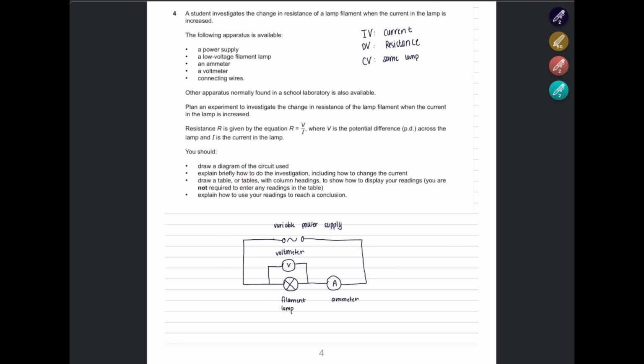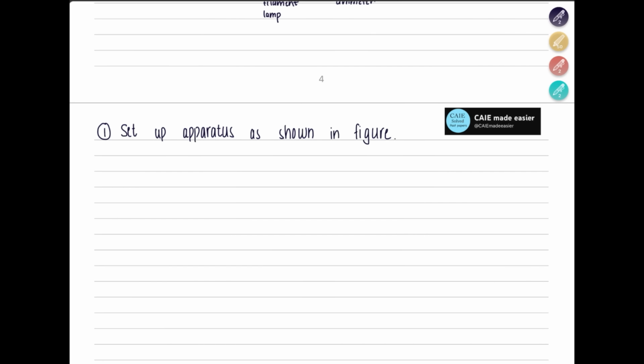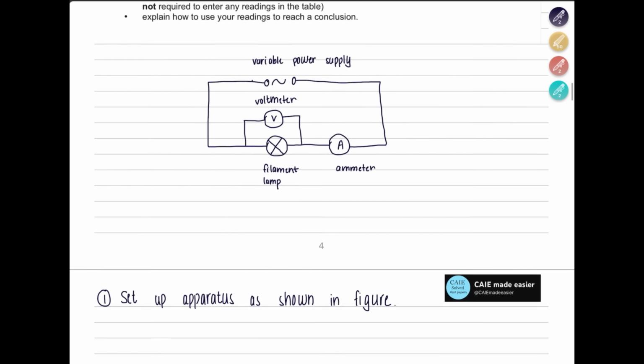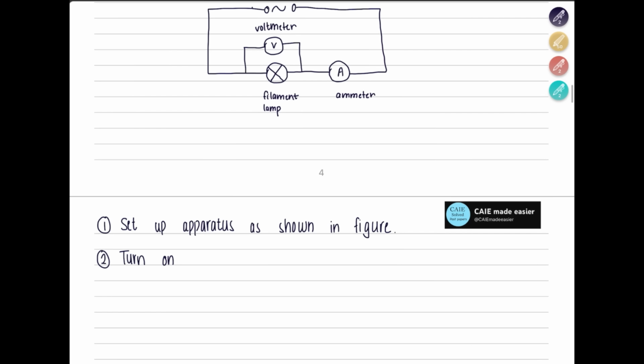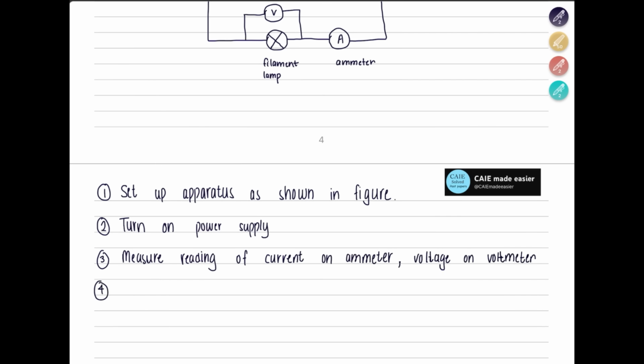Next, explain briefly how to do the investigation, including how to change the current. Okay, so the first step is set up the apparatus as shown in this figure. And the second step is turn on the power supply. When you turn on the power supply, the current will flow through the lamp and it will give you a reading for ammeter and voltmeter. So measure the reading. Now calculate the resistance.